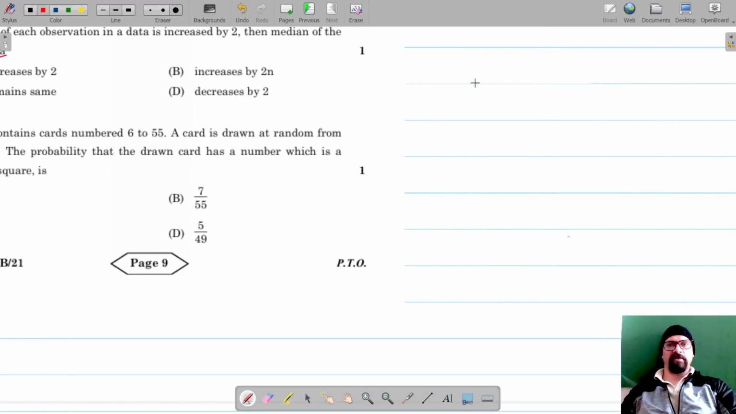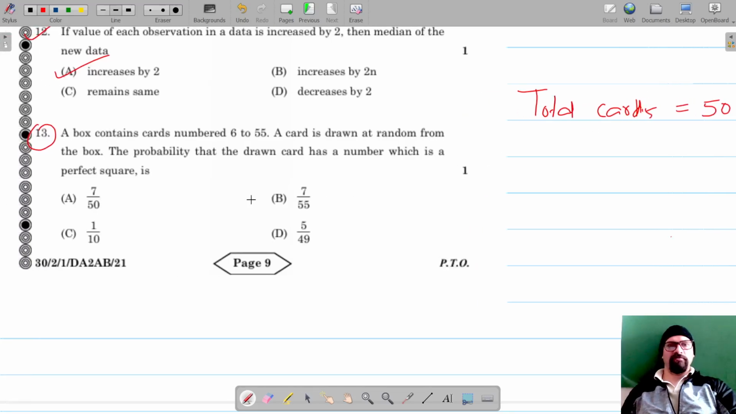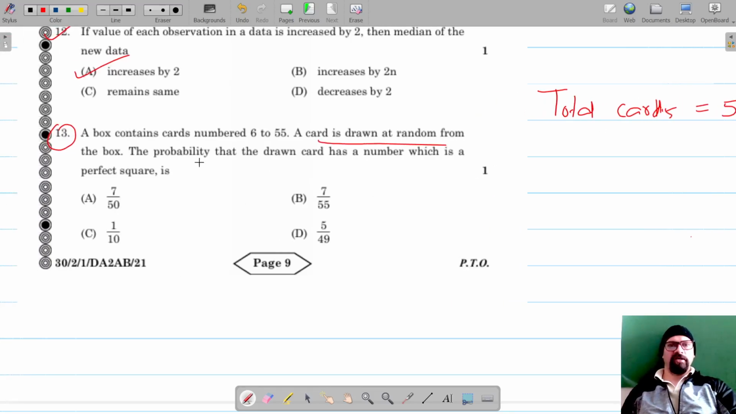For question number 13, a box contains cards numbered 6 to 55, so total cards from 6 to 55 are 50. So total cards are 50. Now a card is drawn at random. What is the probability that the card drawn has a number which is a perfect square?